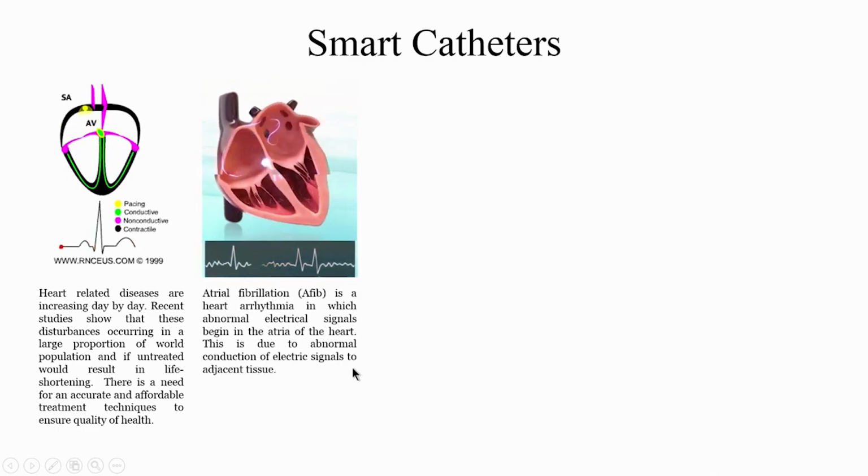Right now, we are talking about AFib, or atrial fibrillation, which is a heart arrhythmia in which abnormal electrical signals begin in the atria of the heart. This is due to abnormal conduction of electrical signals. If you see this ECG waveform, in this particular circle you will see a sudden heartbeat, that is the QRS waves. Why are there two very closely spaced ECG signals compared to how it should be? This is because of the misfiring of the signal.